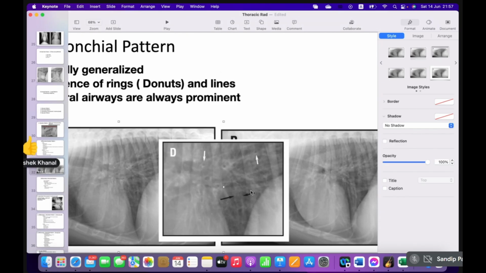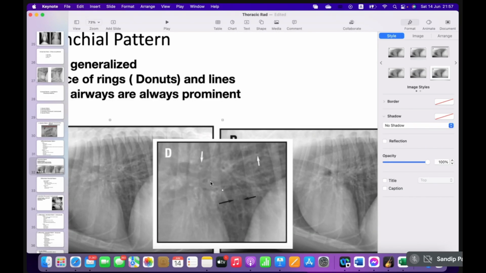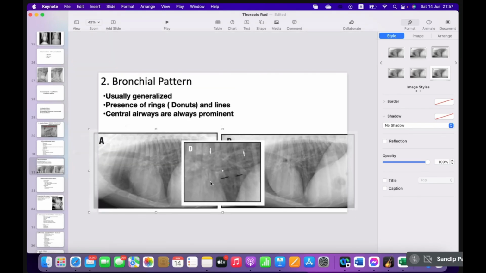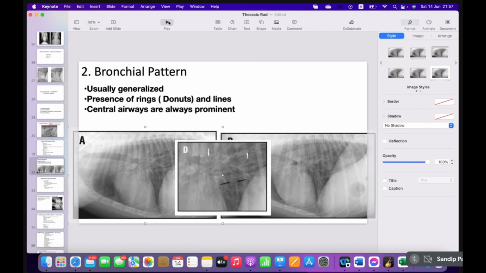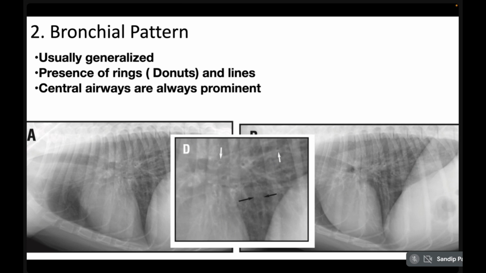We can compare in both. See this one and this one. So mostly this pattern, as I just said, is more prominent in central supply, not the peripheral supply. So for the bronchial pattern, we really need to look in central supply. So here you can see, just try to see the donuts.